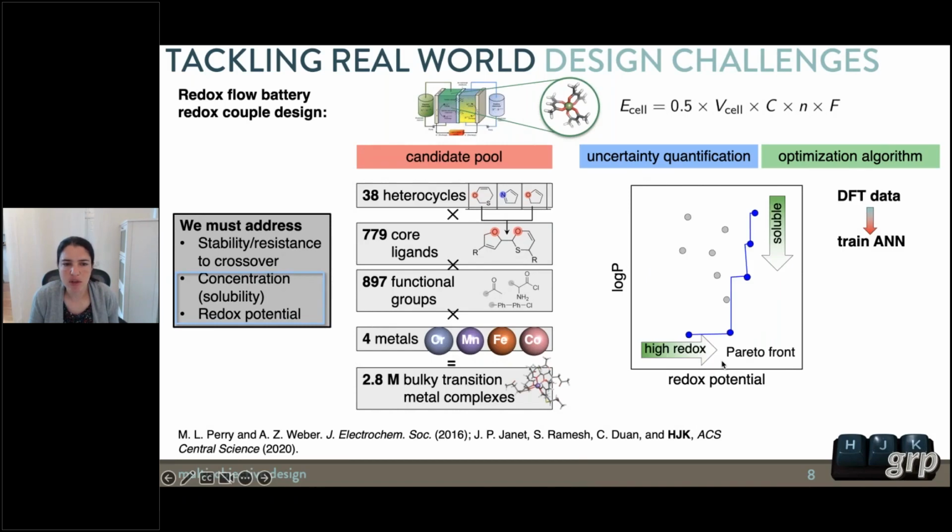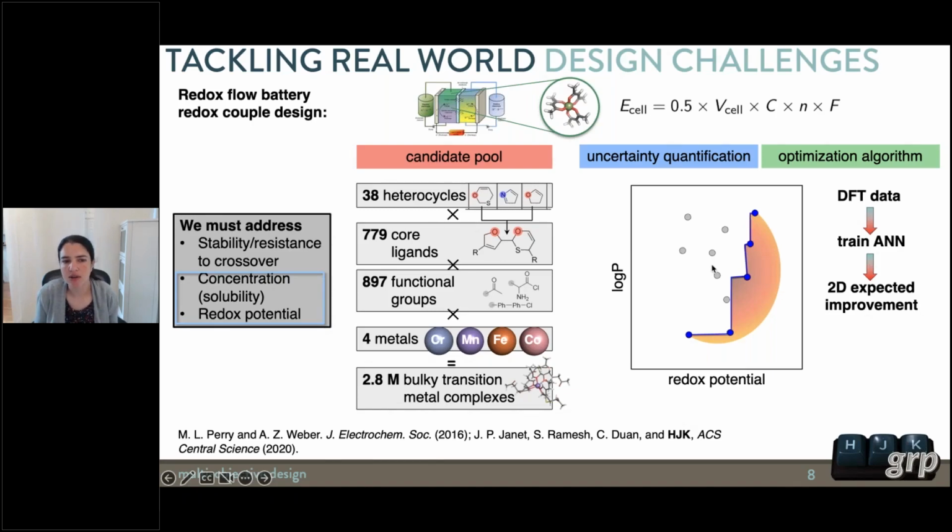Then what we do is we look at the explicit points and form a Pareto front, and then predict with something called the 2D expected improvement criterion how likely and how uncertain is it that these points will reside beyond the Pareto front. This allows us to pick out new candidates, and then we go back to DFT. We revise those points, and then we retrain our model and repeat.